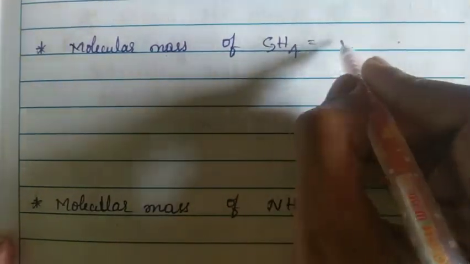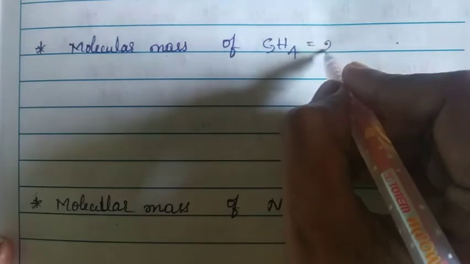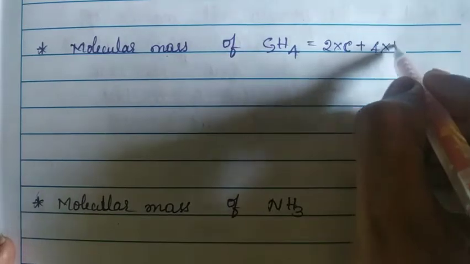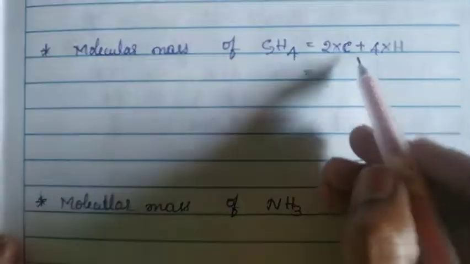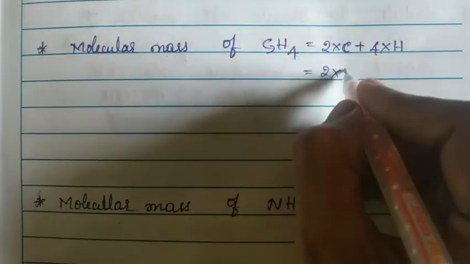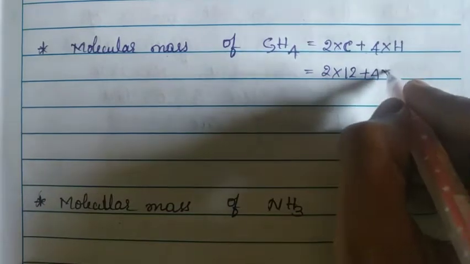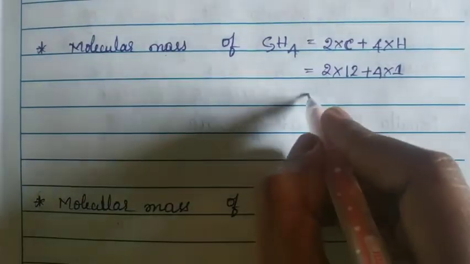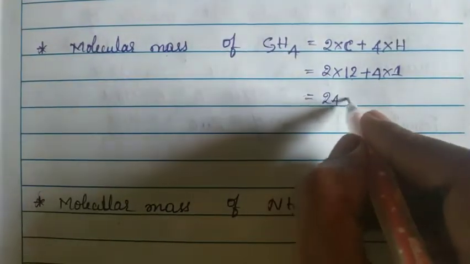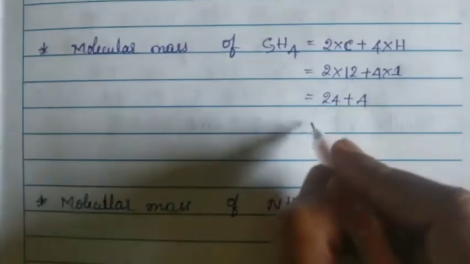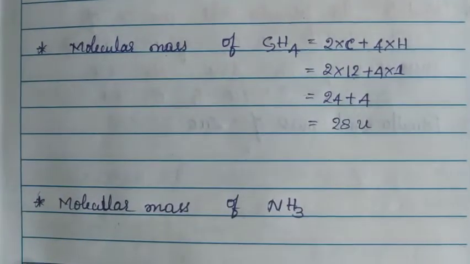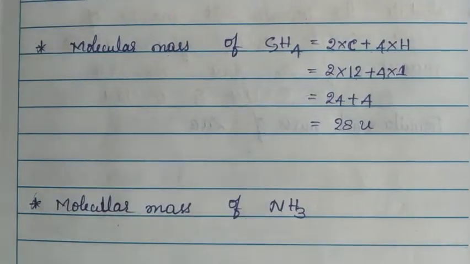Yes, children. Now come to molecular mass of C2H4. Yes, this formula shows this molecule contains 2 atoms of carbon plus 4 atoms of hydrogen. Now substitute atomic masses of carbon and hydrogen here. Now 2 into 12 plus 4 into 1. Look at children here. Multiply these two now. 12 into 2 becomes 24 plus 4 ones are 4. 24 plus 4 becomes 28 U. This is the molecular mass of C2H4.